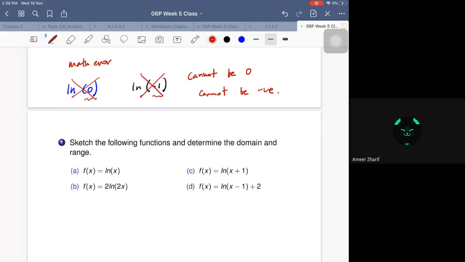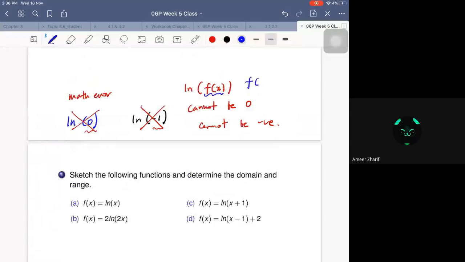Okay, so those are going to be the 2 rules for the number or the function that you want to log. So basically, if I have log of the function f of x, so let's put a general form here. So let's say the bracket is going to be a function of x. So the condition is that f of x must be a number that is greater than 0, because it cannot be 0, it cannot be negative. So it must be a number that is greater than 0.